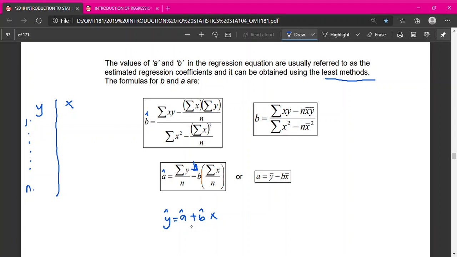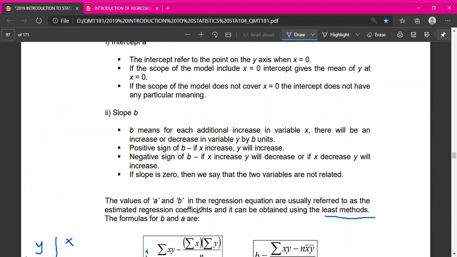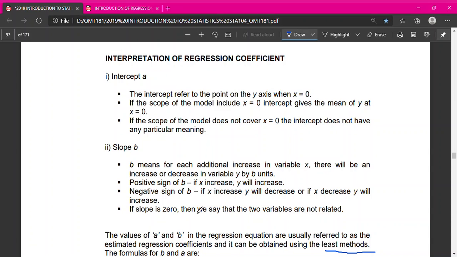Okay, so bila dah ada equation, dah ada value A dan juga value B, so in future, we can estimate the value of Y once we have the value of X. Okay, so sebab tu I letak hat juga kat sini, because we can estimate Y, the estimated regression function dipanggil. Okay, so once you have A dan B, kita boleh interpret. You need to know how to interpret the value of A dan juga B.